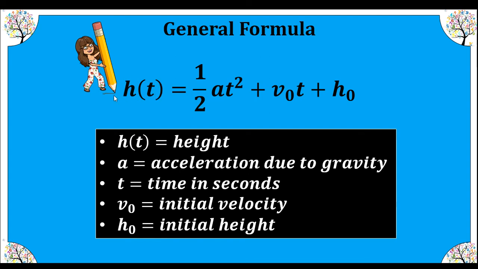Your h of t represents your height over however many seconds. We have an a value, which is our acceleration due to gravity. We'll talk about that on the next page. And then our v sub 0, this is your initial velocity, your momentum. This is considered your b value. And then we have our initial height, the height from which the object is launched or thrown, and that would be your c value. So this is the same quadratic equation in the standard form that you're used to. Our t value represents time, and our h represents height.